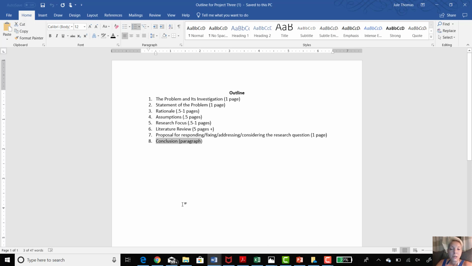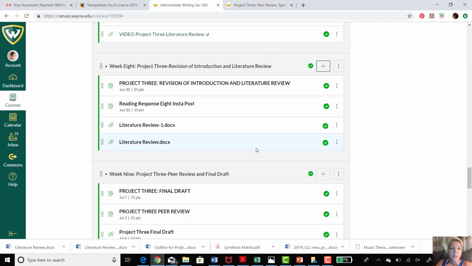All right, so you'll see that under week 8, there's going to be 2 student examples that are posted that are working drafts of the introduction and literature review. So as always, in these 2 examples, these are student examples. They're still working on revising and editing their introduction and their literature review, but at least it gives you a sense as to where you should or may be at this point of the game.